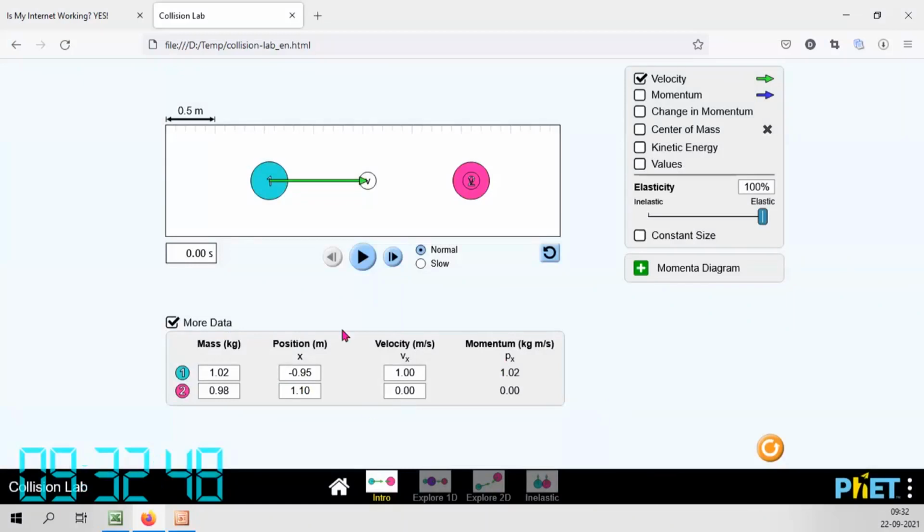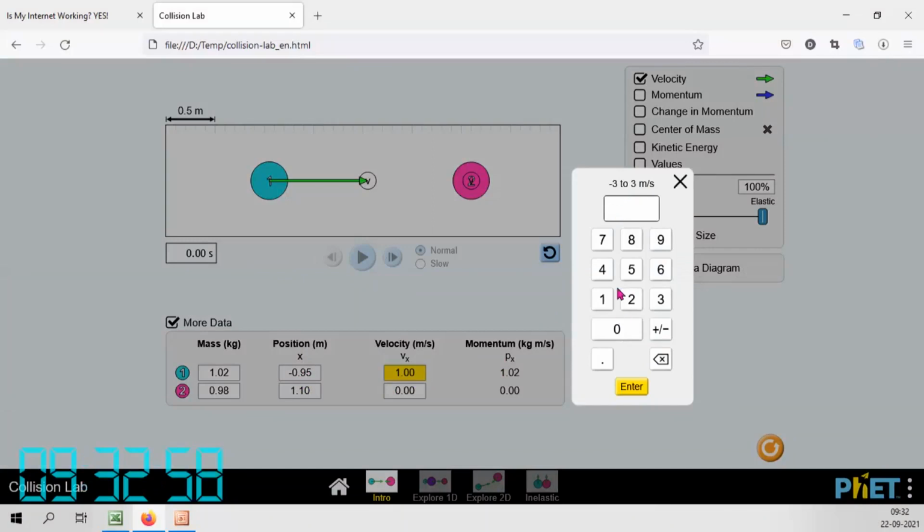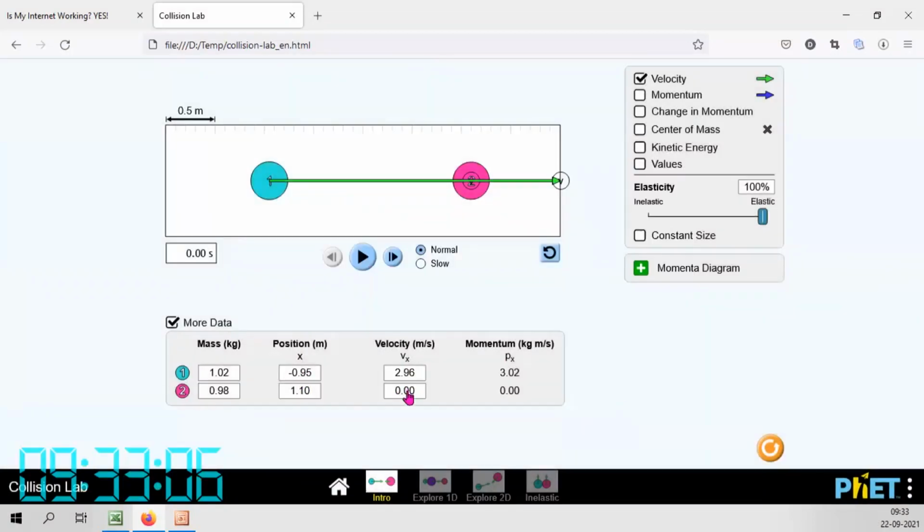1.1. Just for random variation, I'm adding. Ideally, the nominal value is -1 and +1. Then initial velocity 3. The maximum is 3, so I can make it 2.96. Final velocity is assumed to be 0, always 0. Then elasticity should be 1. Okay, it is remaining 1. So let us run.